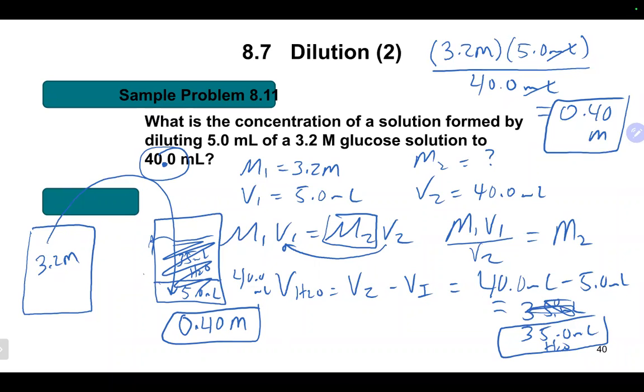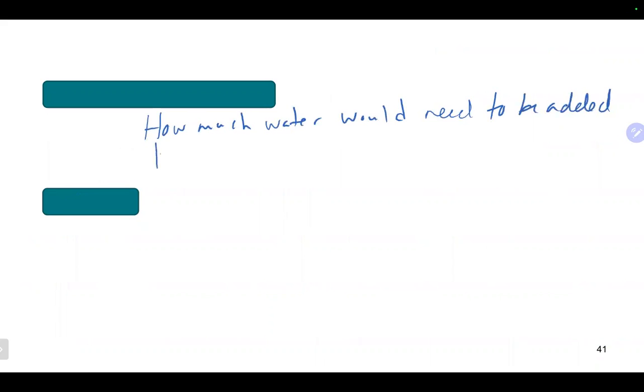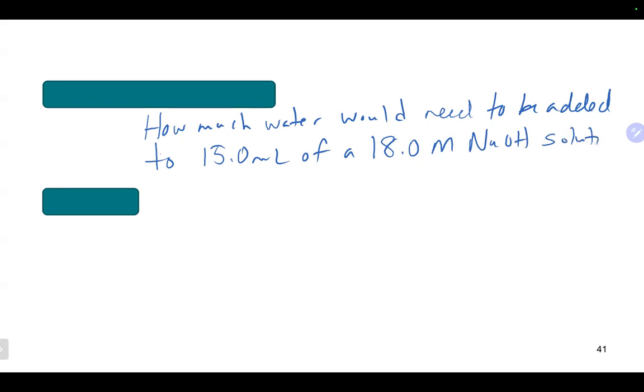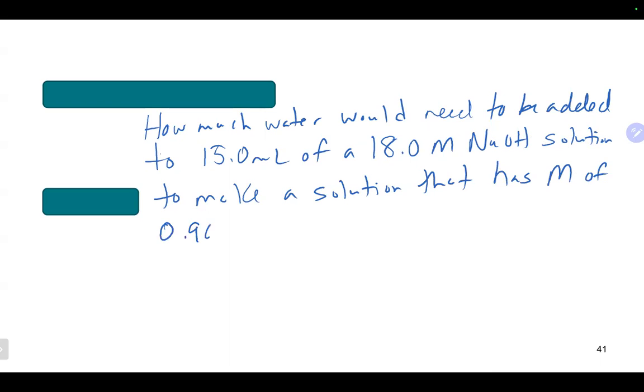All right, so why don't you try one here? Let's say we had, let's do, how much water would need to be added to 15 milliliters of, we'll go 18 molar sodium hydroxide solution to make a solution that has a molarity of 0.9 molar. All right, take a minute or two to see what you come up with.